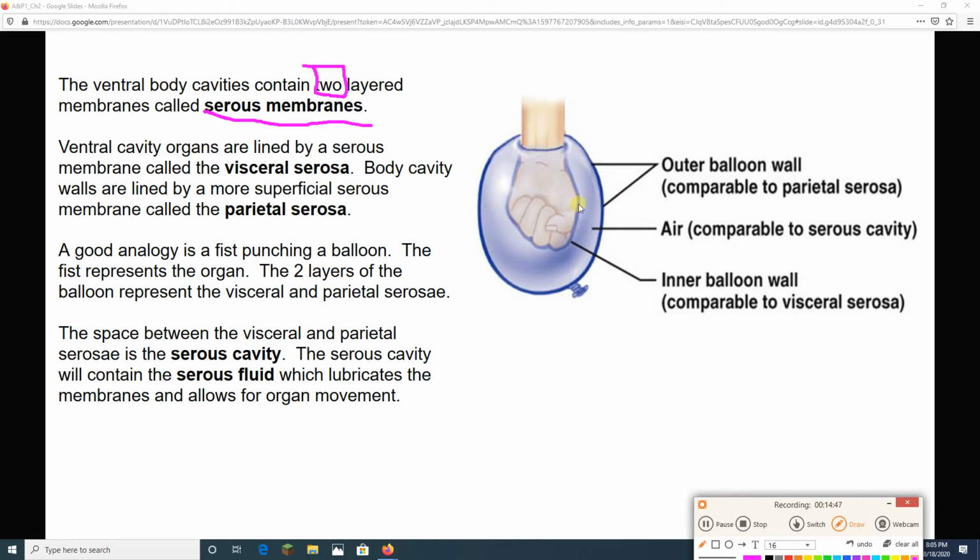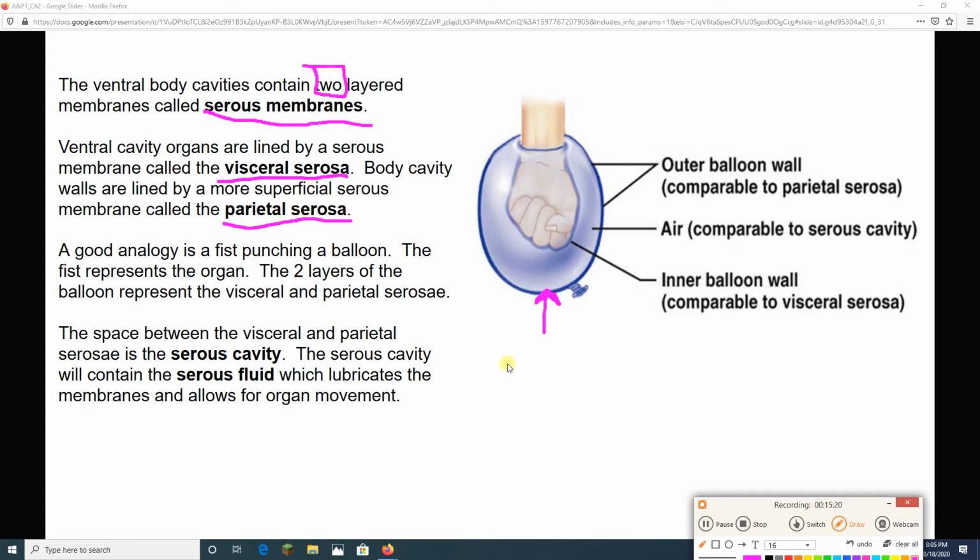There is an inner layer of balloon here, an inner membrane. The inner membrane is called the visceral serosa. Serosa because it's a serous membrane. The word visceral means it's right next to the organ. The outer layer here, which would be against the wall of the body, think about against the rib cage, against the sternum, that layer is called the parietal serosa.